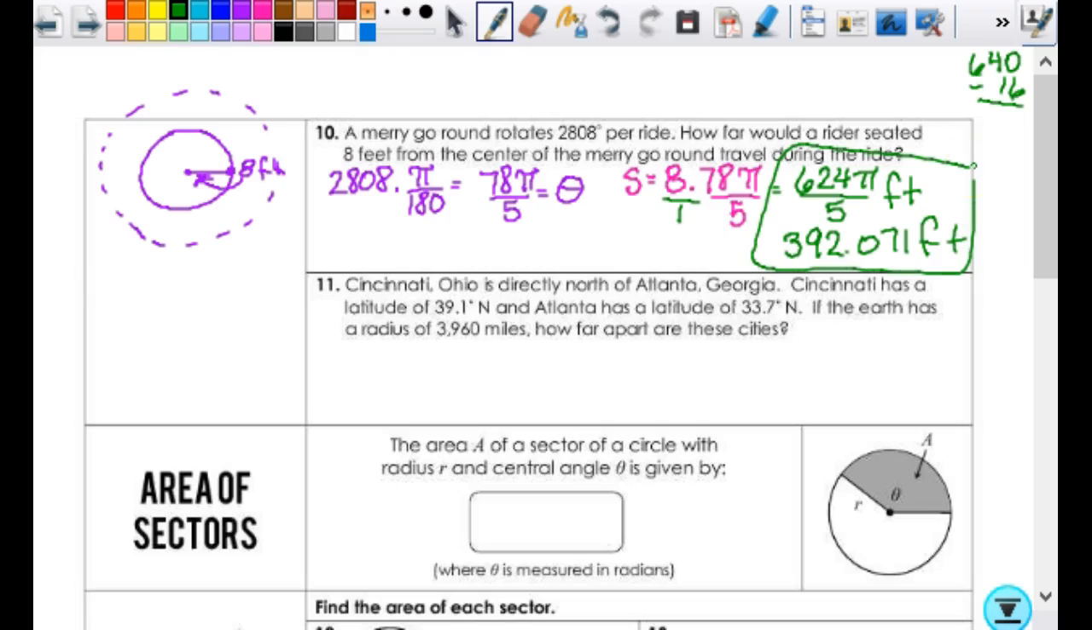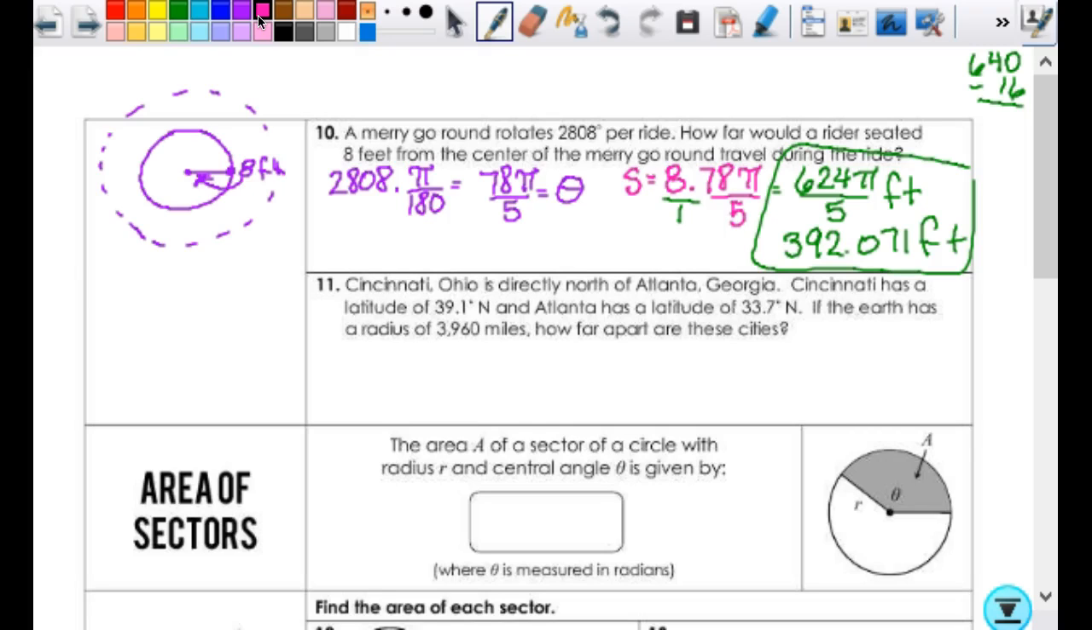All right, so number 11, Cincinnati, Ohio, directly north of Atlanta, Georgia. Cincinnati has a latitude of 39.1 degrees north, and Atlanta has a latitude of 33.7 degrees north. If the Earth has a radius of 3,960 miles, how far apart are these two cities?